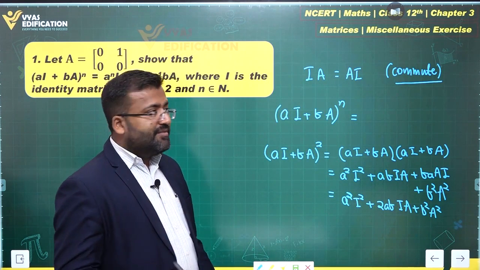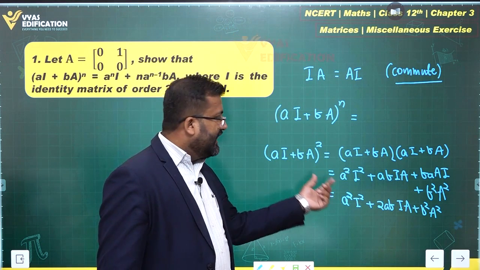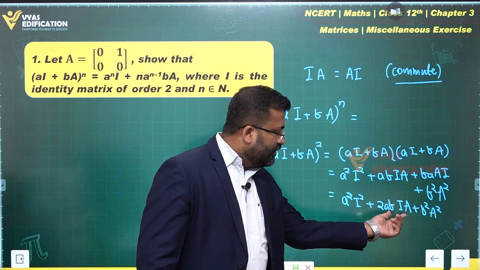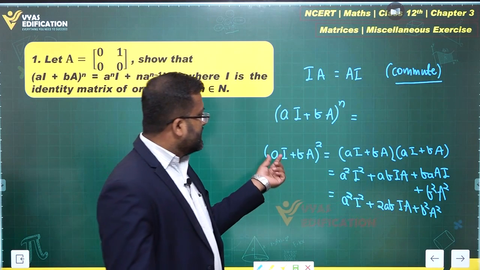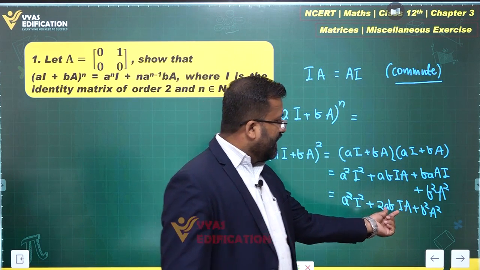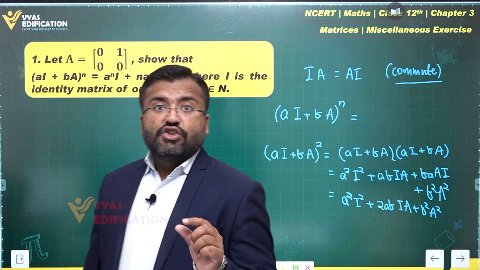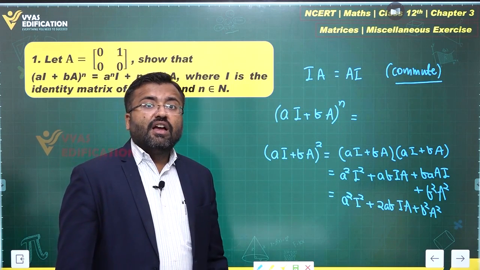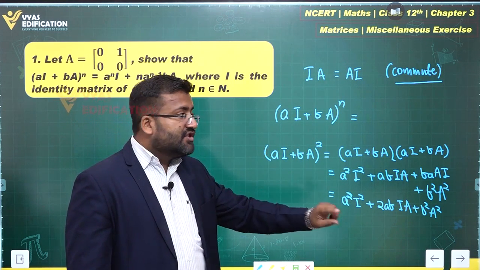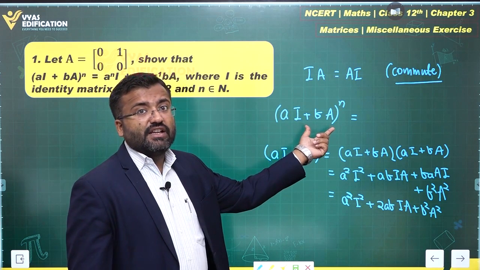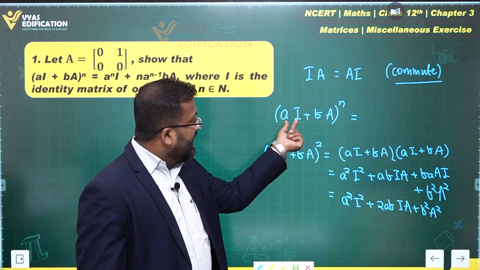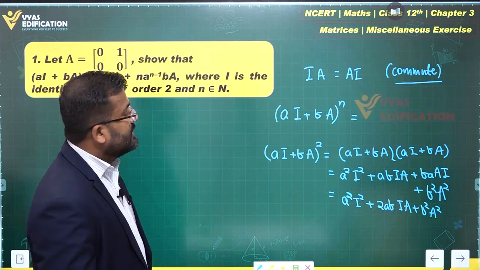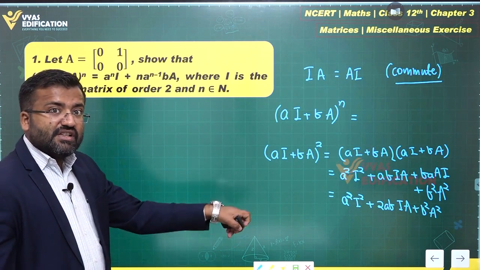So you may clearly observe that what we have done over here is nothing but just the expansion of (a plus b) whole square, which is a square plus 2ab plus b square. Or you can read (x plus y) whole square is x square plus 2xy plus y square, right? So the expansion of powers of such binomials, all of those results hold for this particular kind of expansion as well, where aI is a matrix and bA is another matrix, right? So such a result holds? Yes, such a result holds. If such matrices commute, then such a result holds.